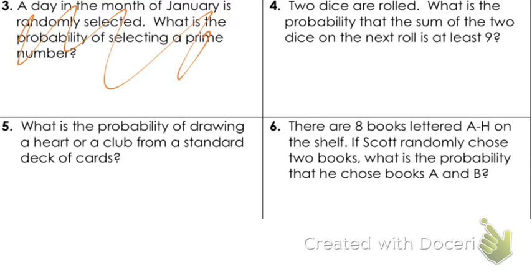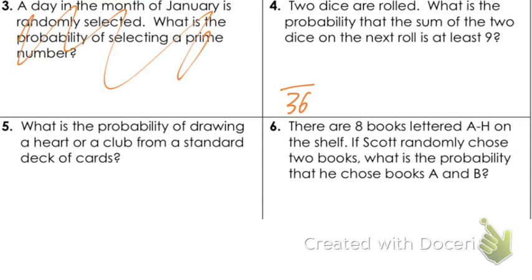So, the fundamental counting principle we learned a couple classes ago says, if I have 6 options on this die and 6 options on this die, if I multiply those together, how many options do I have total? 36. So my sample space is 36. That's the number on the bottom of the fraction. Now we have to figure out the number on the top. How many of these 36 scenarios are going to have a sum of at least 9?